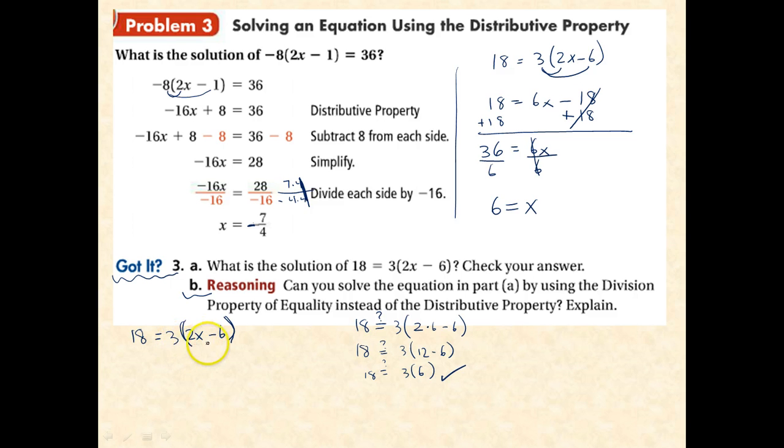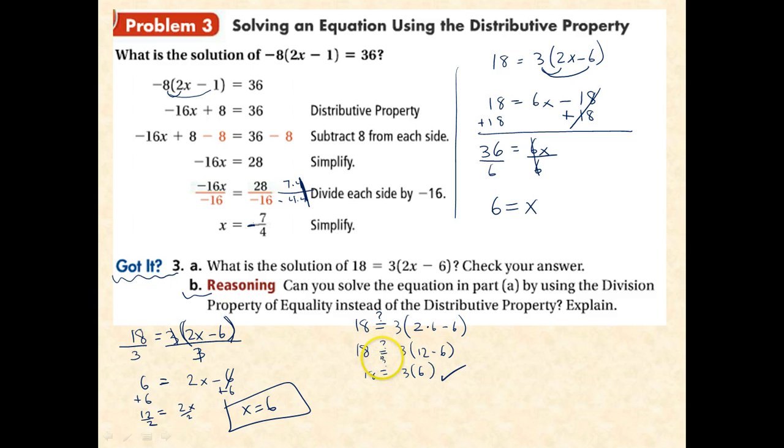So instead of the distributive property, instead of bringing the 3 inside, what if we were just to divide both sides of the equal sign by 3? 3 divided by 3 is 1, and 1 times 2x minus 6 is 2x minus 6. 18 divided by 3 is 6. Then we would add 6 to both sides, and we would get 12 equals 2x. And then when we divide both sides by 2, we would get x equals 6. So the answer is heck yes. You can do it.